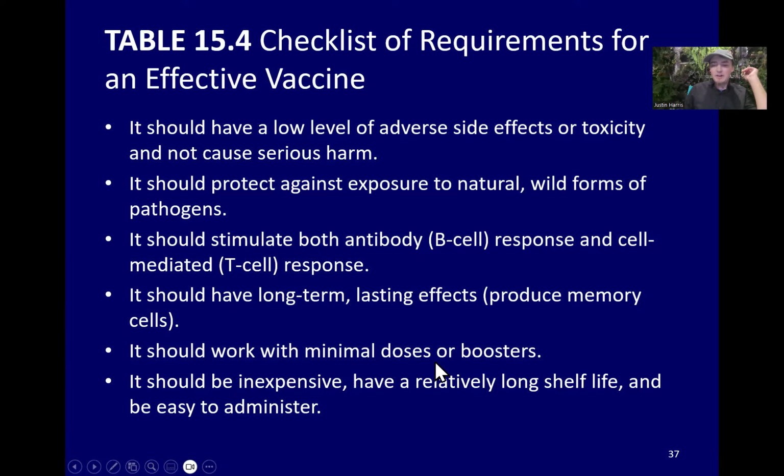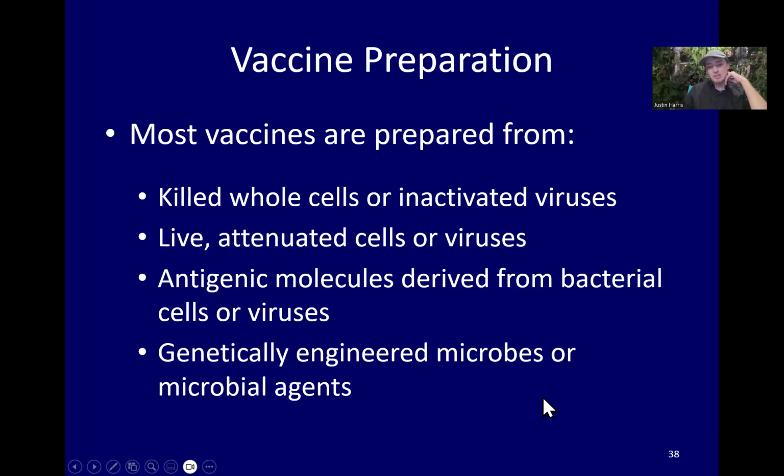Ideally, we wouldn't want very many boosters. We would want it to be such a good memory that you wouldn't need to remind the immune system essentially that it exists, and you'd want to be able to produce it cheaply. And vaccines can be made in a few different ways.